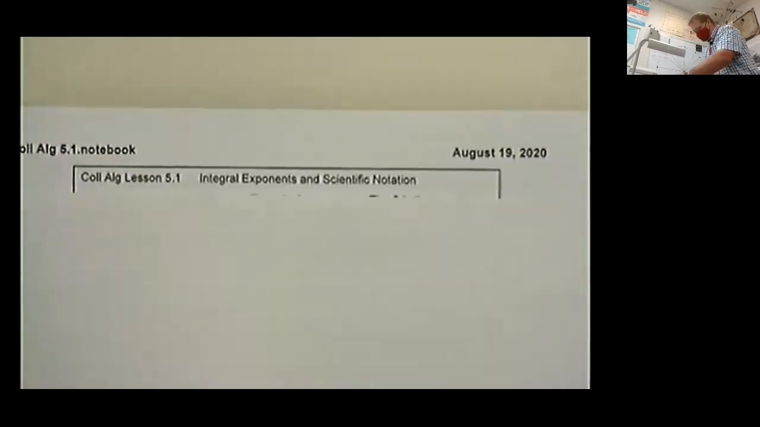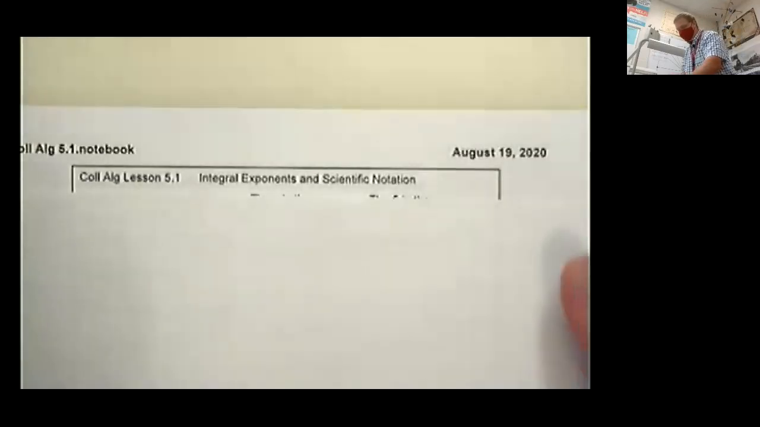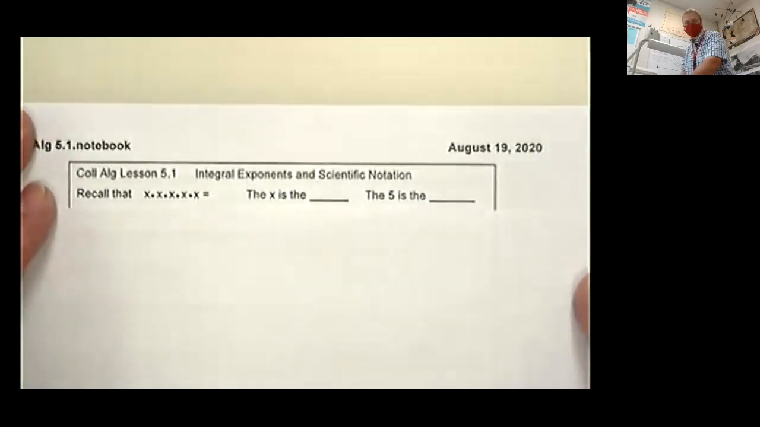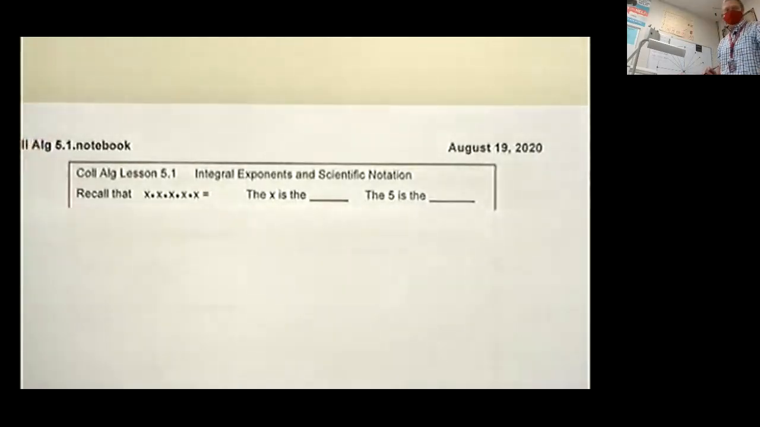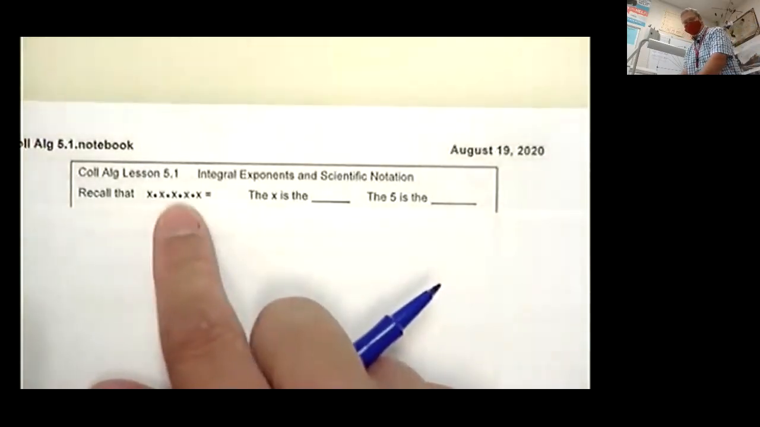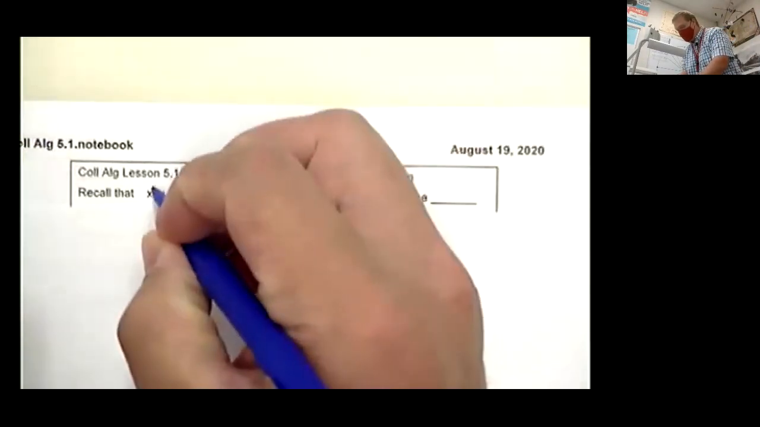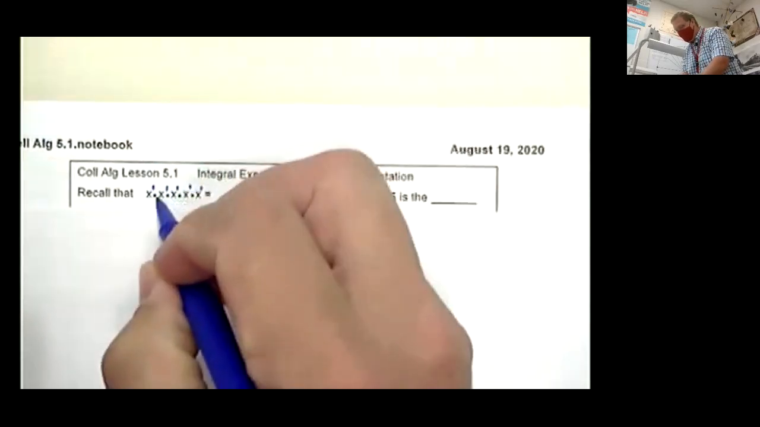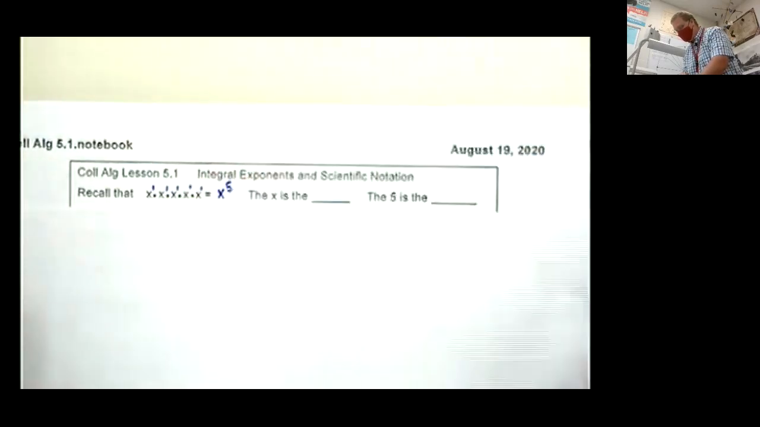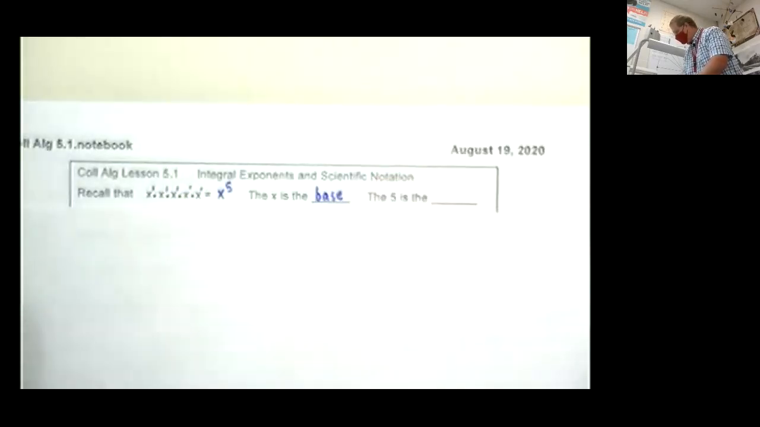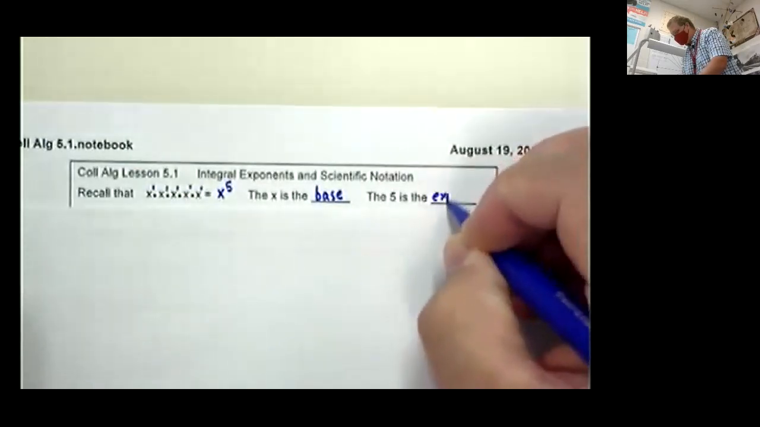We're looking at integer exponents and scientific notation. Again, largely a review from Algebra 1, Algebra 2. First, let's recall where exponents come from. Let's say that we have a variable x. We're going to multiply x times x times x times x times x. Well, how many x's do we have? These are each x to the first power. There's 5, so we're going to add the exponents, which is x to the 5th. We're going to say the x is the base. The 5 is the exponent.